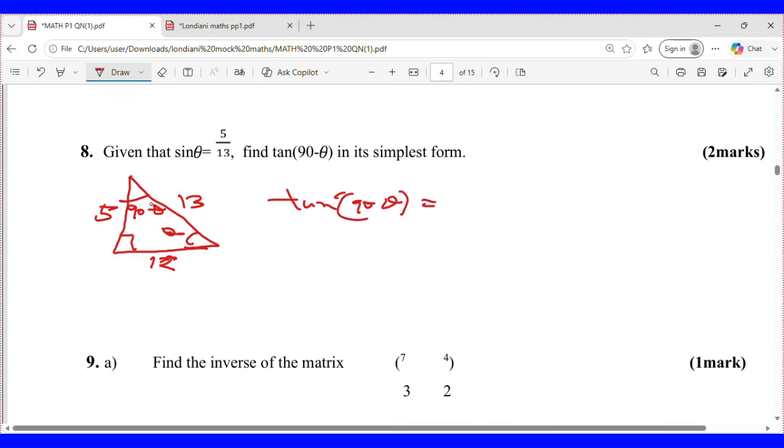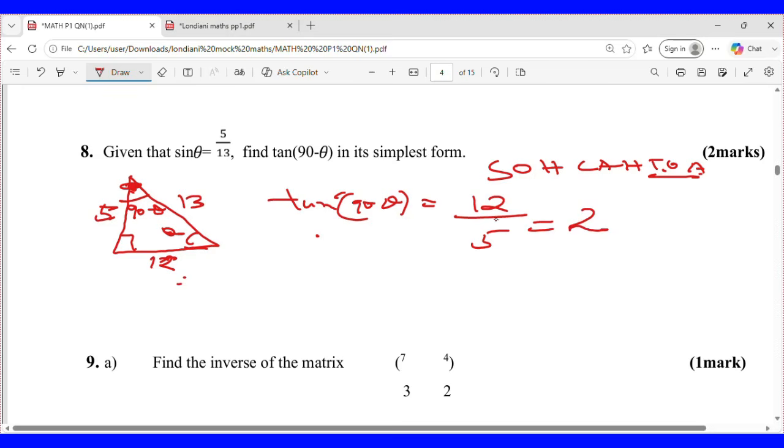will be equal to, now you stand at this point here, and this one will be the opposite. Remember from SOH CAH TOA, tan is opposite over adjacent. So from here, opposite is 12, adjacent is 5. So tan is 12 over 5. We can simplify that to 2 and 2 over 5. They said in simplest form, and I think that is the simplest form we can give.